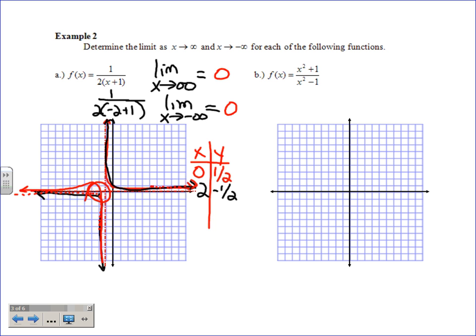Okay, letter B. What do you notice? You can factor the denominator most definitely. What do you factor it into? X plus 1 and x minus 1. Does any of that cancel with the top? No. So are there any holes? Nope. That's kind of nice. How about verticals then? There's 2 of them. Very good. 1 and -1. Yep.